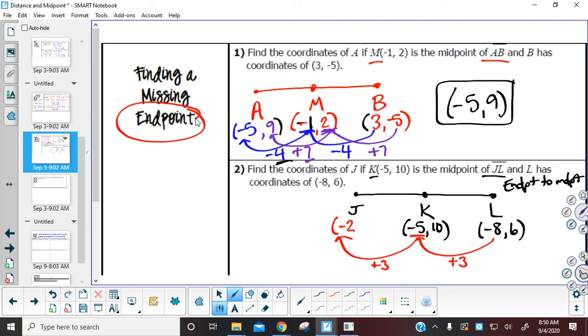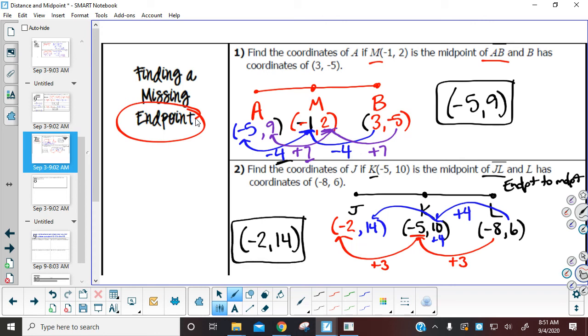For my y's, and I'm going to do this up above so it's a little bit clearer. To go from 6 to 10, I'm adding 4, and then I'm going to do another adding 4. So 10 plus 4 is going to give me 14. So therefore, my other endpoint is -2, 14.